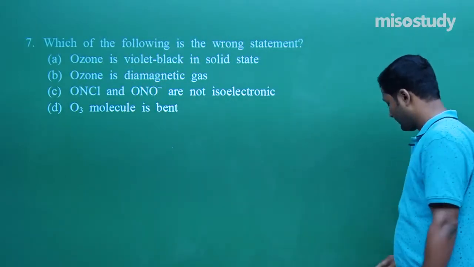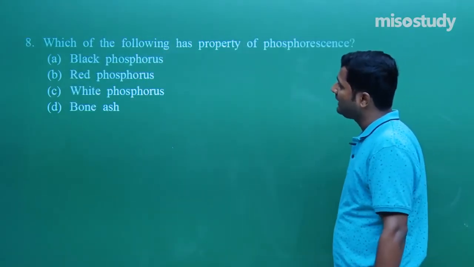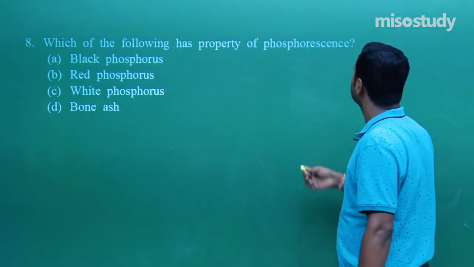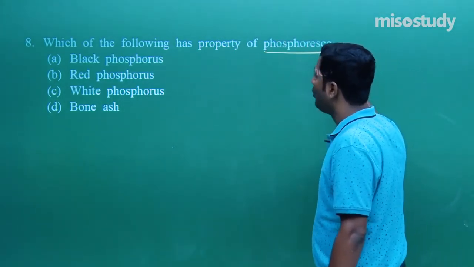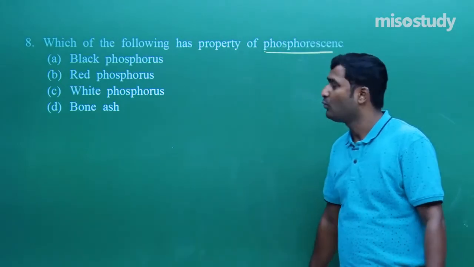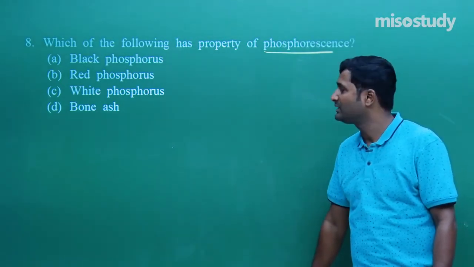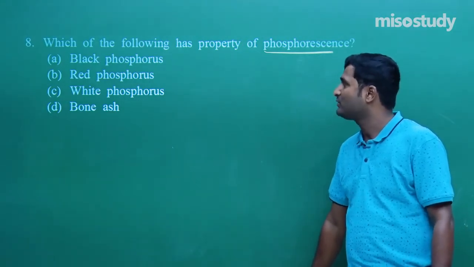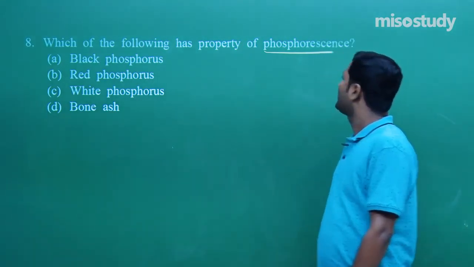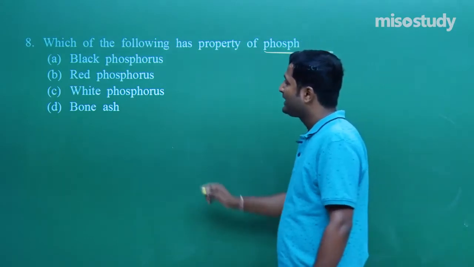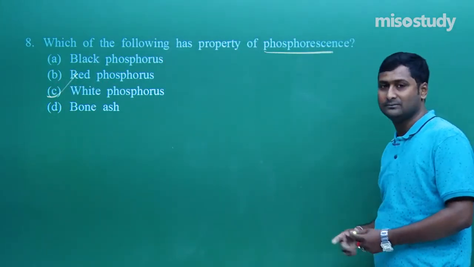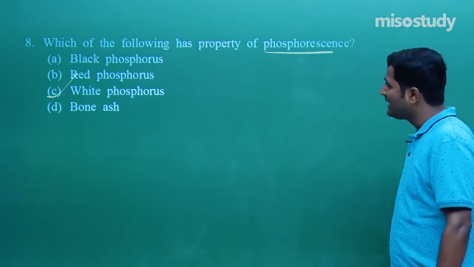Now let's move to question number 8. Which of the following has the property of phosphorescence? As we know, this is a simple question. White phosphorus, remember this, white phosphorus glows in the dark. So white phosphorus has the property of phosphorescence. So we can say C is the correct option. Clear? For this, C is the correct option.